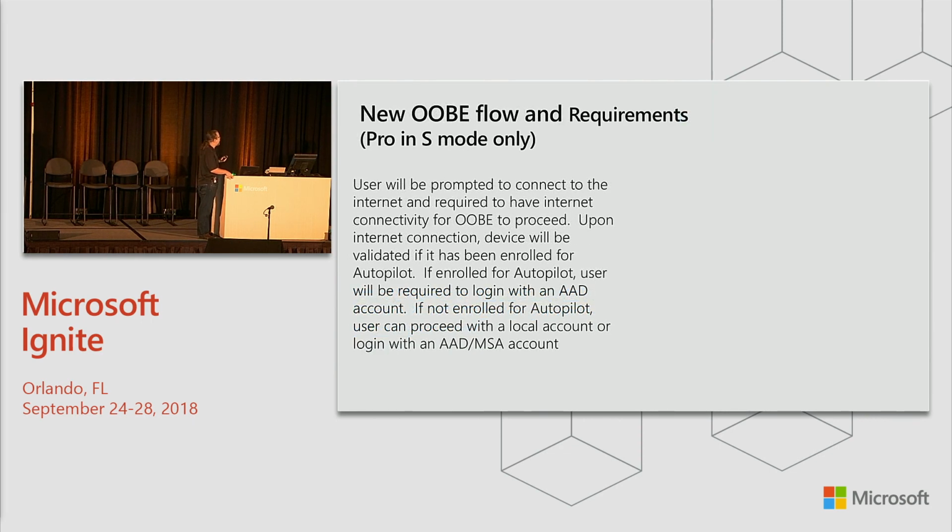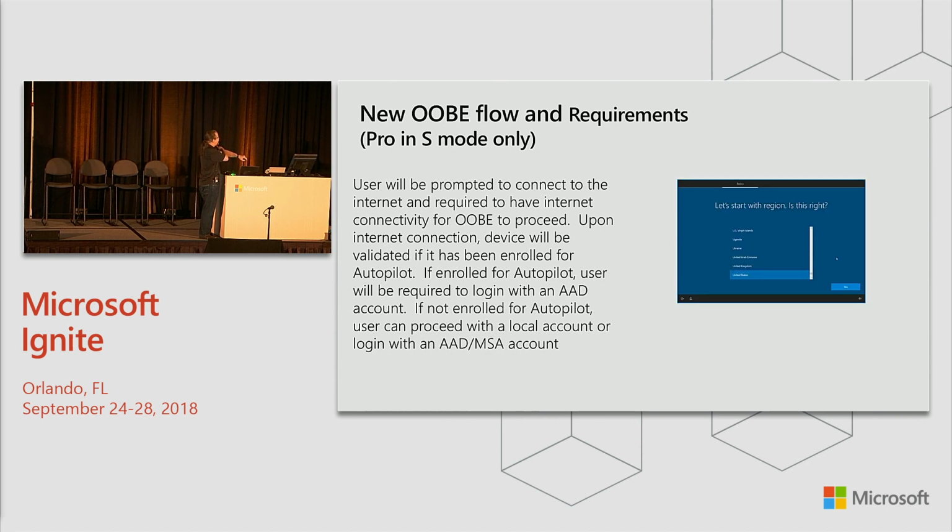And then, of course, on Pro and S mode only, and not Home, you can be prompted to connect to the internet and have internet connectivity for OOBE to proceed. If the device has been validated for Autopilot, then the user will be required to log in with an AAD account. If not enrolled for Autopilot, they can proceed with a local account. This has been a big ask from our enterprise customers: a way to prevent users from escaping out of a cloud account during Autopilot.